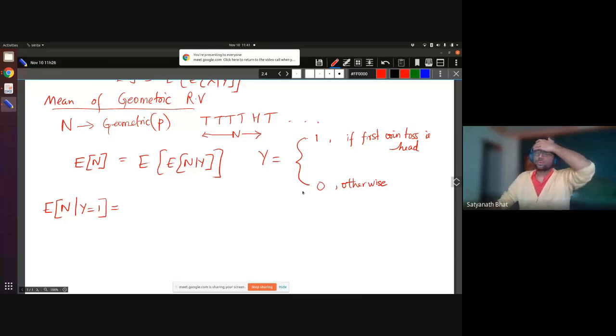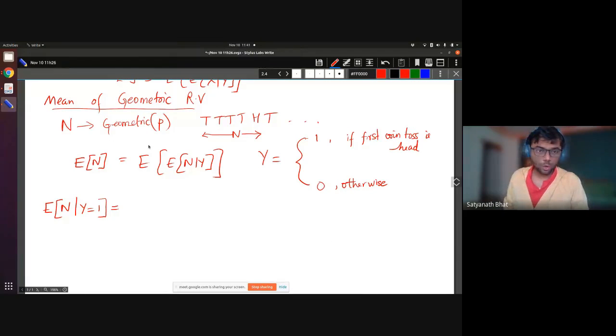So what we are talking about is the number of coin tosses that I need to do till I see the first head. That is n, and I want to find out the expected value of n. I would like to use the iterated formula that we learned yesterday, and for that I need to define another random variable so that I can condition on that.